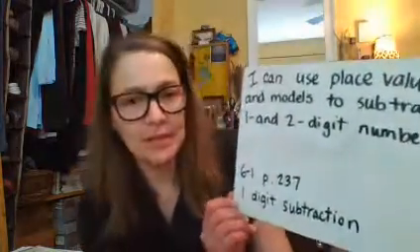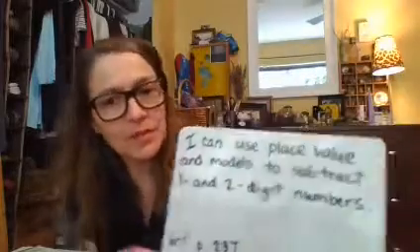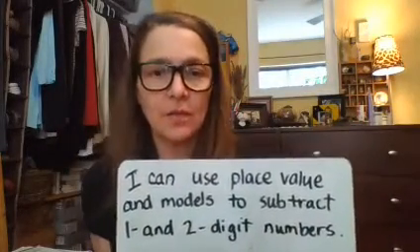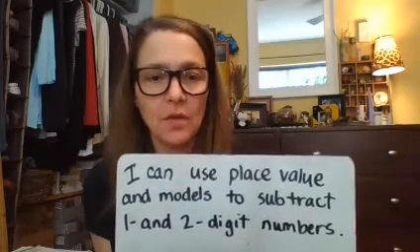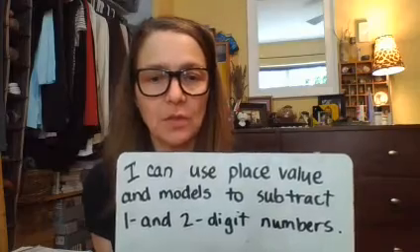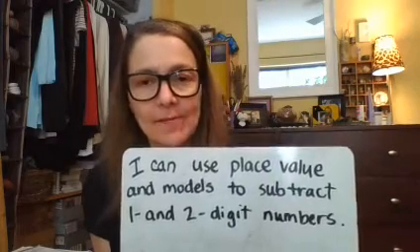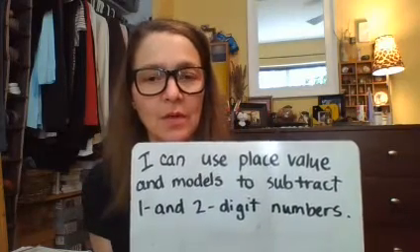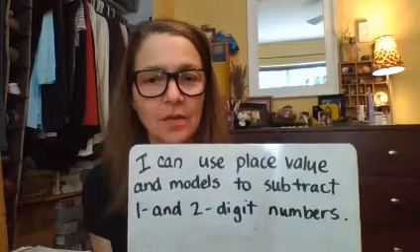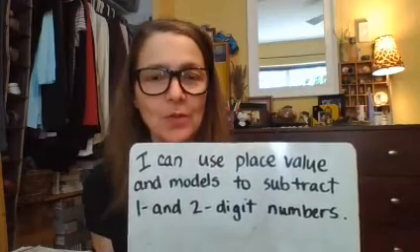I have the I can statement already written, and we are on page 237 in the workbook, and I've also written it here. Okay, so let's get started. I can use place value and models to subtract 1 and 2 digit numbers. Okay, one more time. I can use place value and models to subtract 1 and 2 digit numbers.